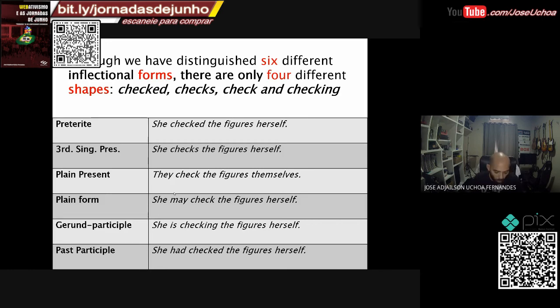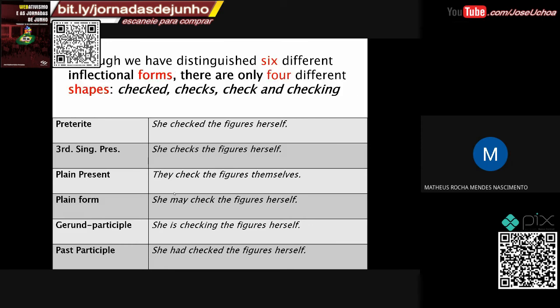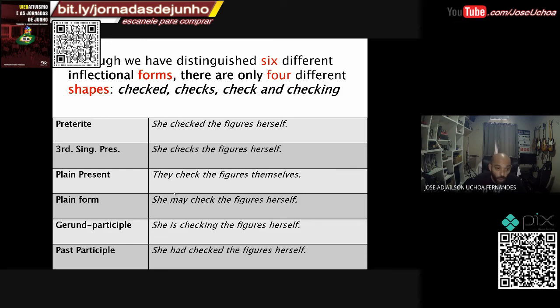Se vocês tivessem que grosseiramente descrever para mim a diferença entre form e shape. Shape se refere a quê? Como é que eu posso dizer? A forma do verbo em si. Ao spelling, né? Ao spelling. Acontece que o shape do pretérito é o mesmo shape do past participle, no caso do verbo check. Quando a gente vai para os verbos irregulares, a gente vê que os shapes caem, né? Eles passam a ser diferentes entre pretérito e past participle em alguns casos, né?